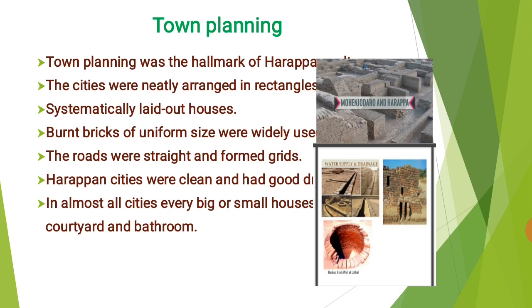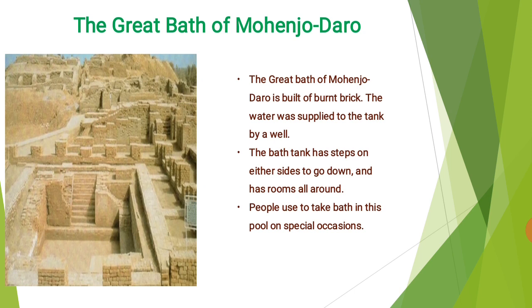Let us move to the next one. The Great Bath of Mohenjo-Daro. This is one more important feature of the Harappan civilization. The most striking feature in Mohenjo-Daro is the Great Bath. It consists of a large quadrangle. In the center, there is a huge swimming pool with the remains of galleries and rooms on all four sides.